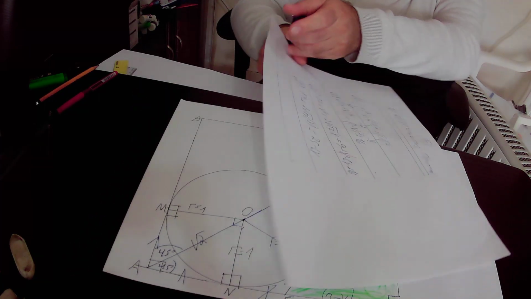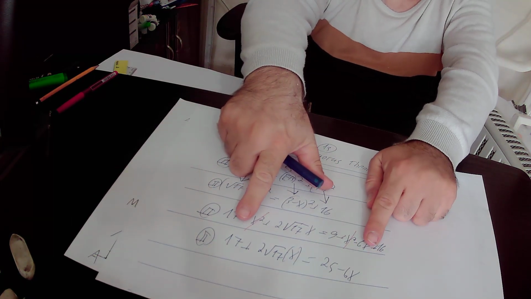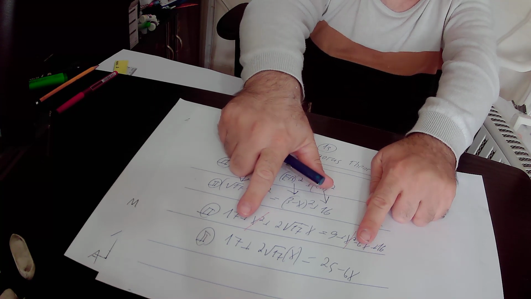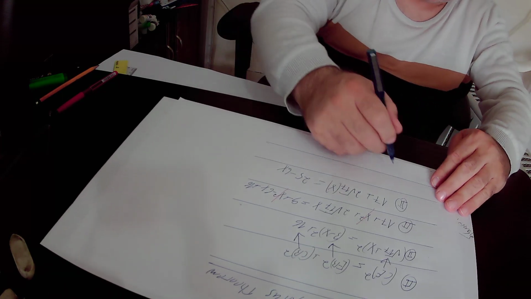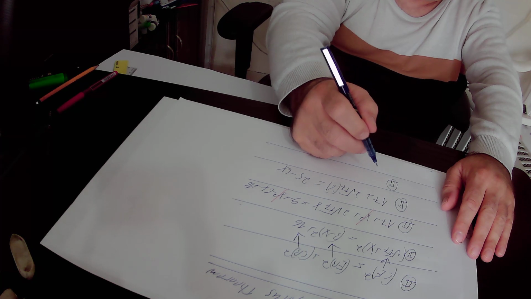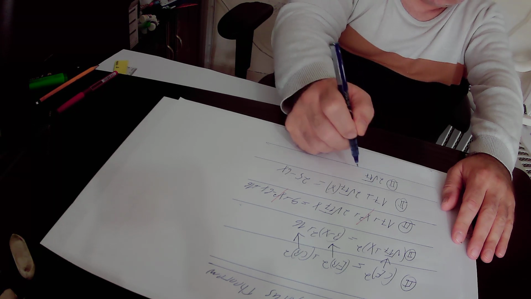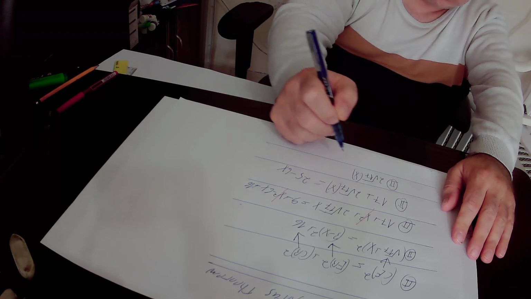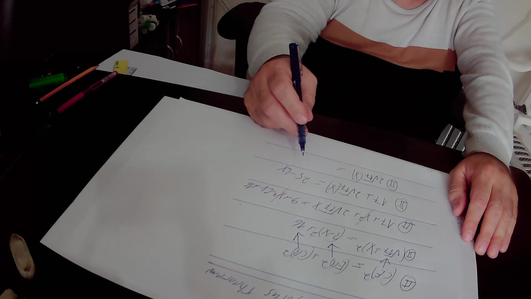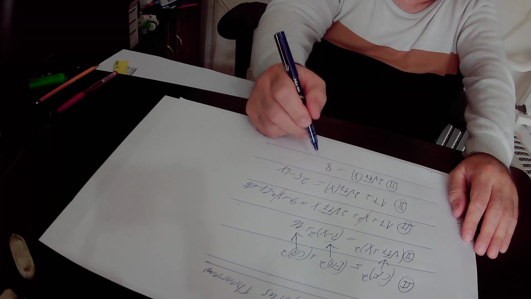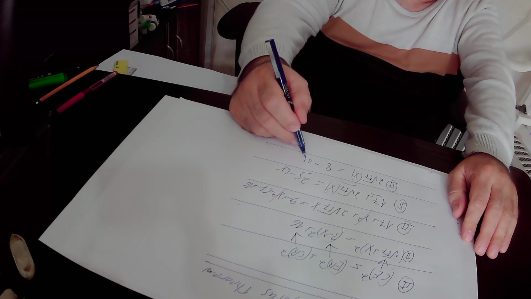So here we will subtract 17 from this equation, equation number 2, and we will get that two times square root of 17 x equals to 25 minus 17 is 8 minus 6x.